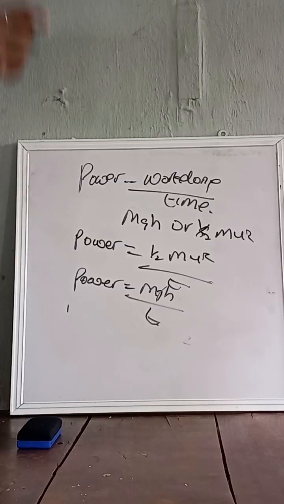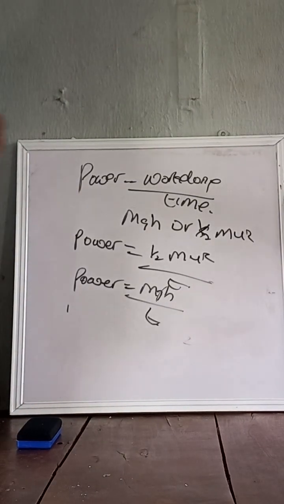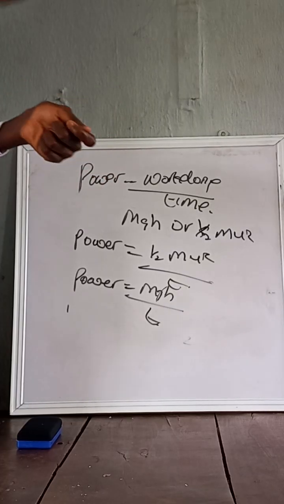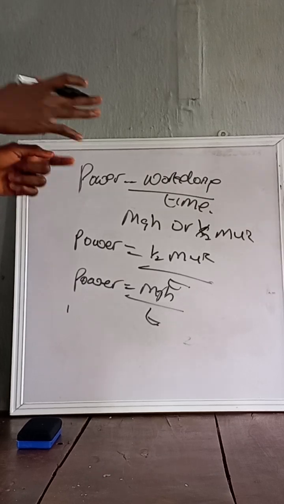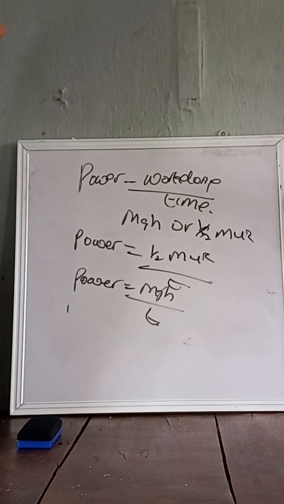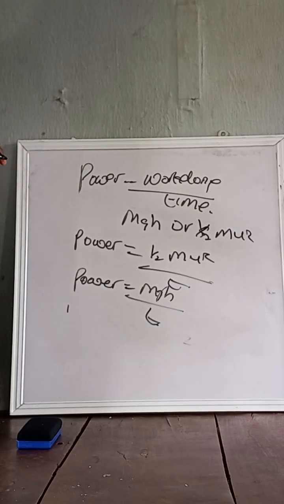Is a scalar quantity gotten from the combination of your force and velocity. It's the same thing as work done. Work done is a scalar quantity gotten from the combination of force and displacement. My power is a scalar quantity gotten from the combination of my force and my velocity. Am I communicating? So that's just it.